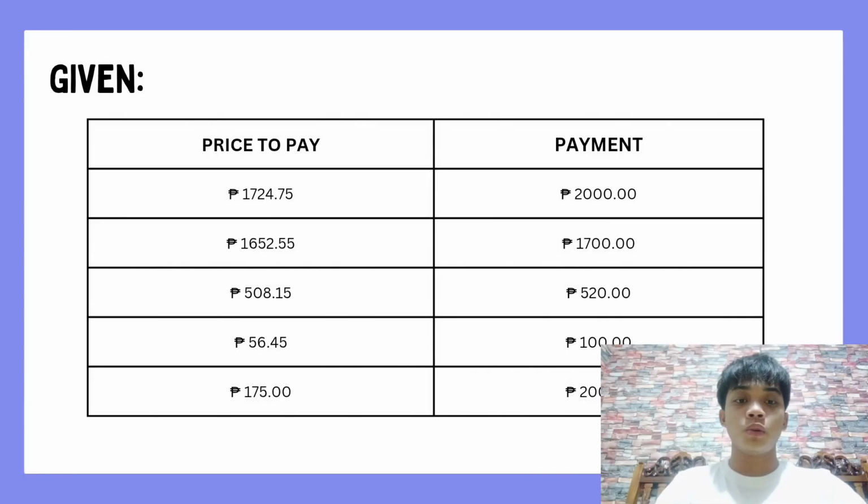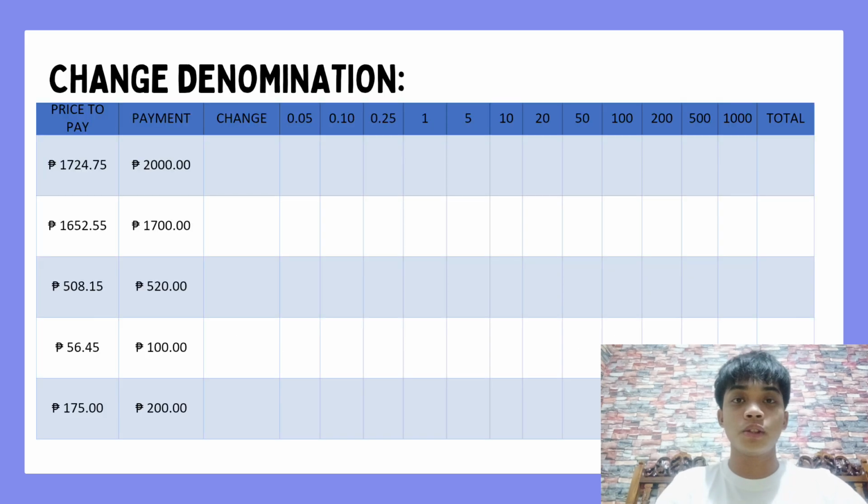We have a table that shows two columns, the price to pay and the payment for 5 different customers. The price to pay column shows the exact amount that the customer needs to pay. The payment column shows how much the customer actually gave. This means that for each customer, we will have to calculate how much change they should receive. This given information is important because it's the basis for solving the problem of giving back change using the least number of coins and bills, which we will tackle using a greedy algorithm.